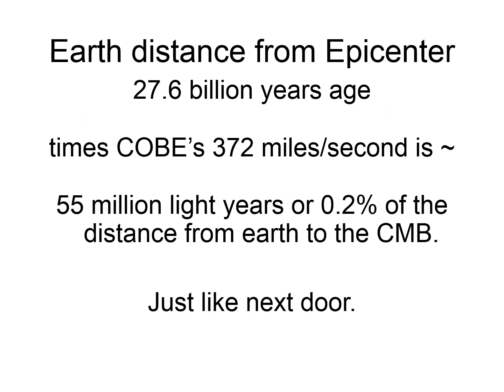Earth, as part of our Milky Way galaxy, like all atoms, has an age of 27 billion years. Times its relatively very slow speed of 372 miles per second, that NASA COBE speed, that equals roughly a scant 55 million light years traveled out from the initial Big Bang event's epicenter, just 0.2% of the distance out to the CMB.